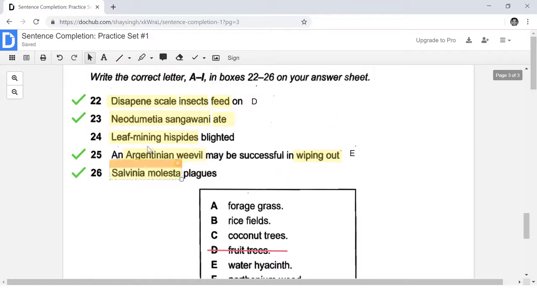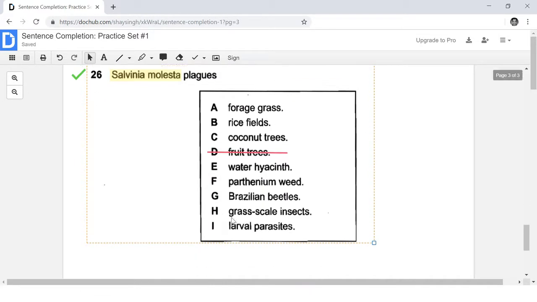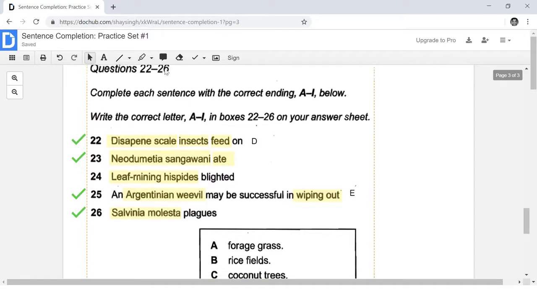Let's see. Neodumetia sangawani ate what? Here we go. Grass-scale insects. The correct answer is H. They ate grass-scale insects.